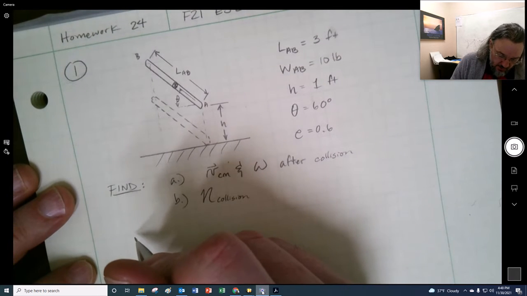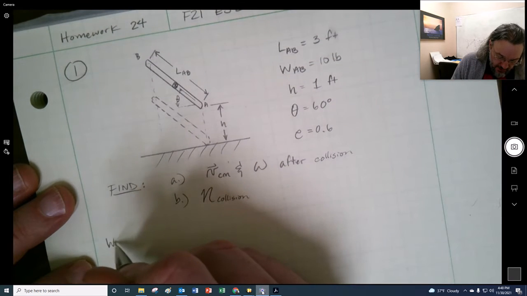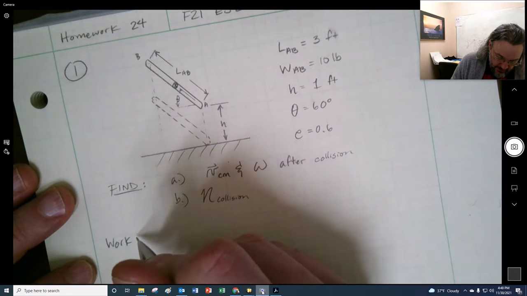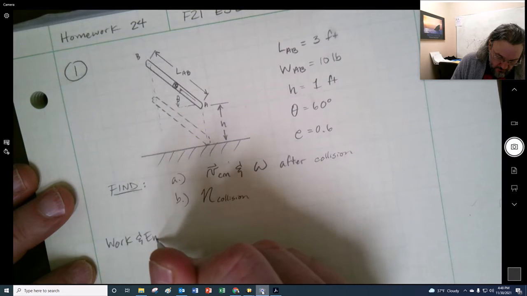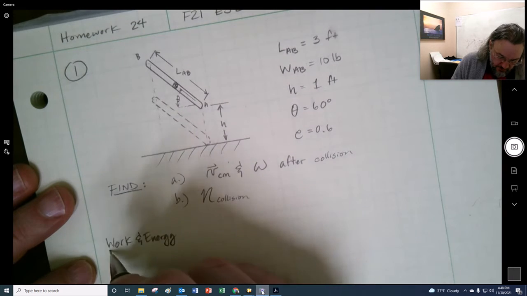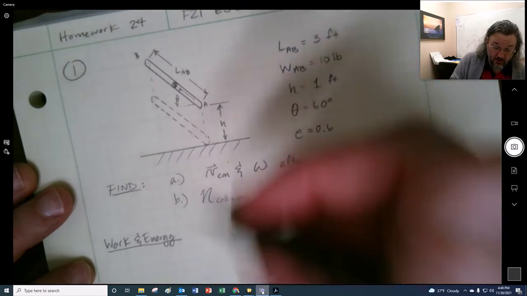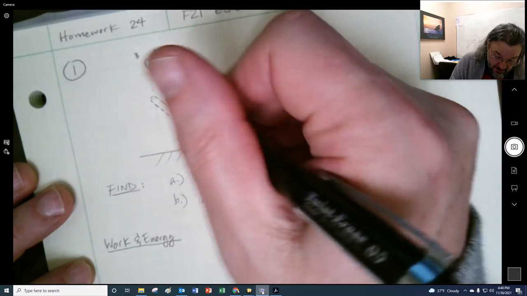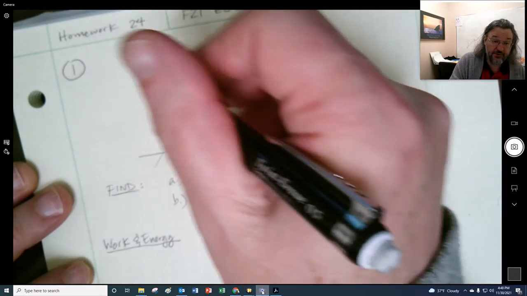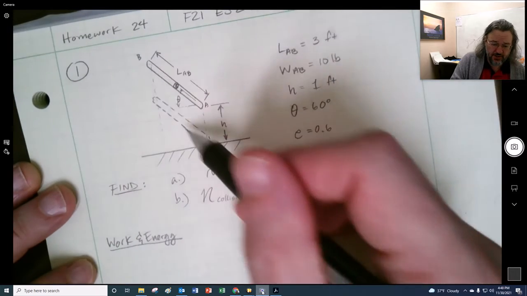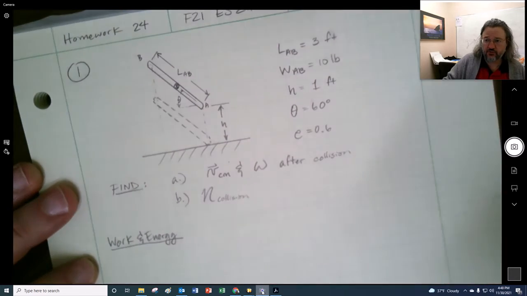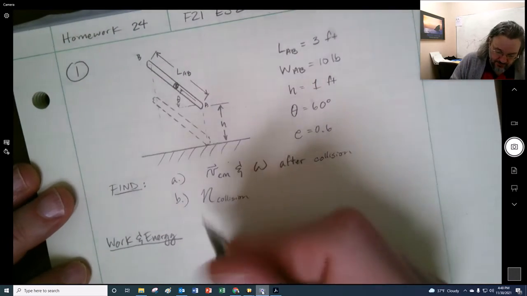So I'm going to use work energy to find the velocity just before it strikes the ground. I will call this state 1 right here at the beginning, and this is state 2, and then state 3 is just after the collision right there.